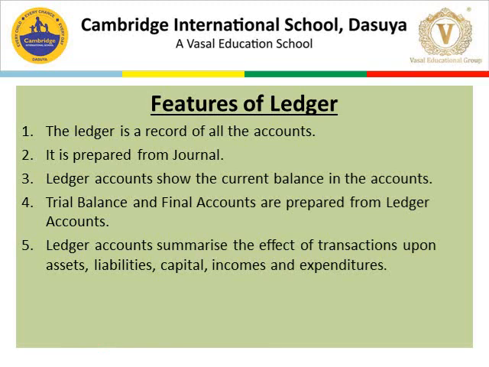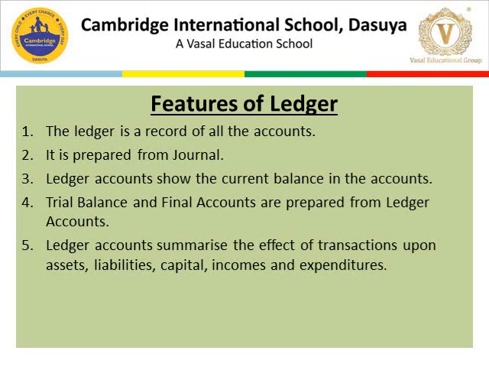Now the features of ledger. Number one, the ledger is a record of all the accounts. It means all the accounts are recorded in the ledger. It is brought to one particular account, and all the transactions related to that particular account are recorded in ledger. Number two, it is prepared from journal. First, we have to prepare journal. After preparing journal, we will prepare ledger. So the ledger comes after journal.